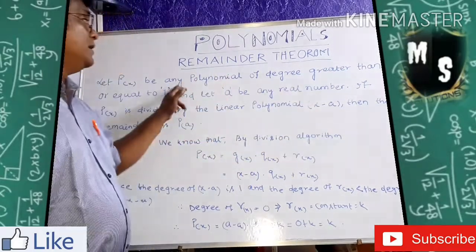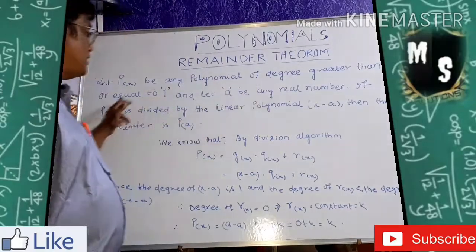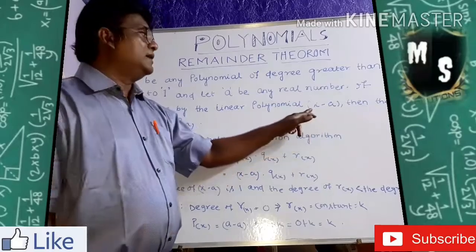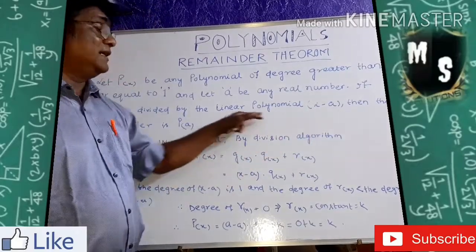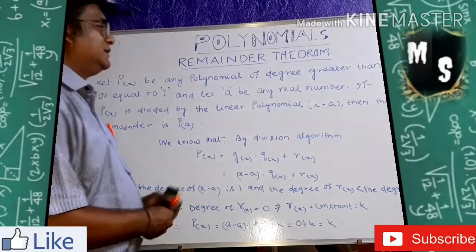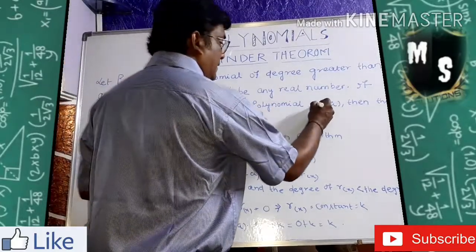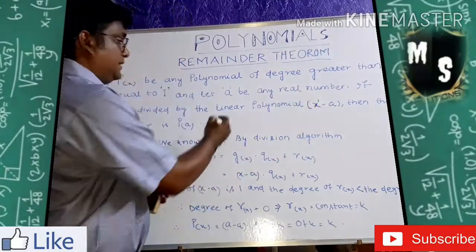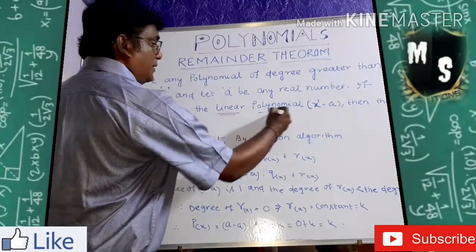that means you are going to divide this polynomial of degree more than 1 or equal to 1 with another polynomial, that is a linear polynomial, that is x minus a. See, it is clearly written x minus a. That means it is having the degree 1. So it is a linear polynomial.